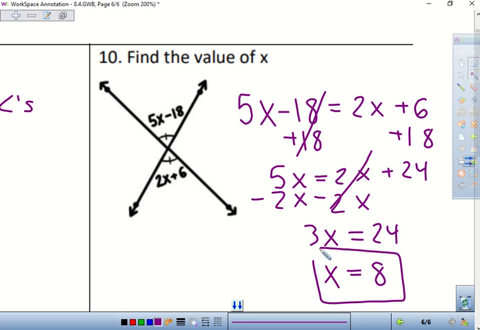How can I go back and find the angle measures? Plug them in. So 2 times 8 plus 6 is what? 22. 16 plus 6 is 22, so they're both equal to 22 since they're congruent. Correct. But I would plug them in for both just to check and make sure you didn't make a mistake, and that's a good way to check your work. Everybody understand that concept?